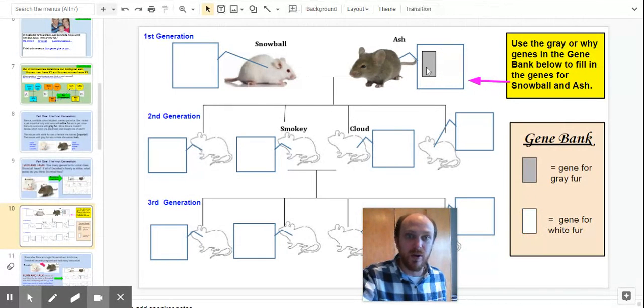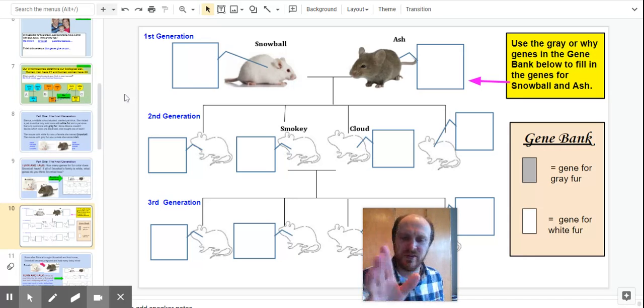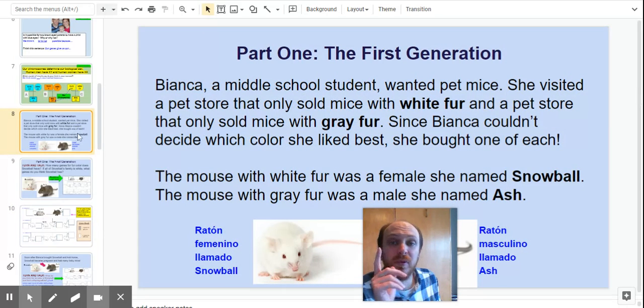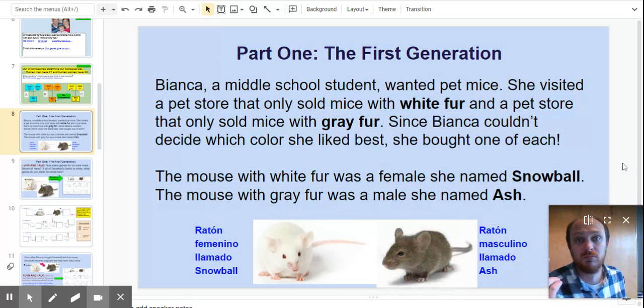So that's what you're going to do now. You're going to think about it. Should Snowball and Ash have 1 or 2 genes for their fur color? We're only thinking about fur color. We're not thinking about eyes or feet or ears or anything like that. Make it easy. Come up with 1 trait. And then how many? So if Ash has 1, then is it the gray or white one? If Ash has 2, is it 1 gray and 1 white, or 2 gray? Think back again that they come from a place where their whole family is only 1 color.